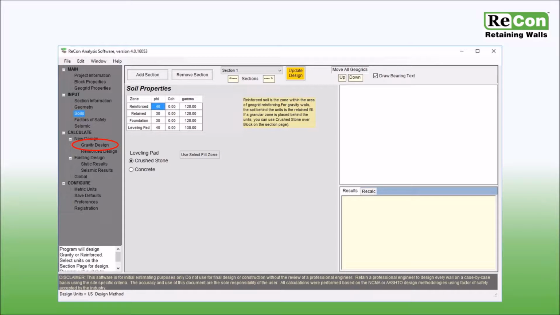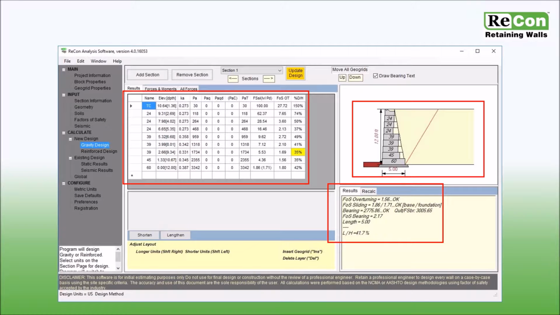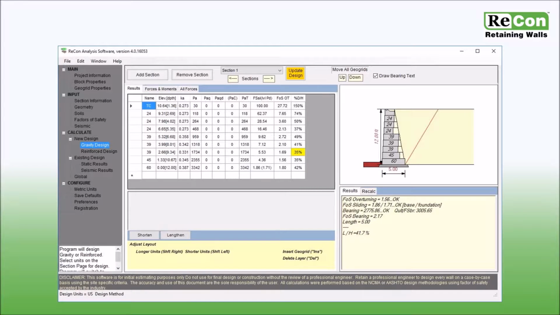Once you have done so, you should now see a table of results in the upper left corner, a graphic showing your wall section in the upper right corner, and a summary of your results in the lower right. If you have chosen to use AASHTO LRFD design methodology, it should be noted that this methodology varies in its overturning analysis approach and use of load factors as compared to NCMA and AASHTO 2002. As such, the results table for LRFD analysis will look slightly different than that which is displayed for NCMA and AASHTO 2002. First, let's take a look at the results table for NCMA and AASHTO 2002 analysis.